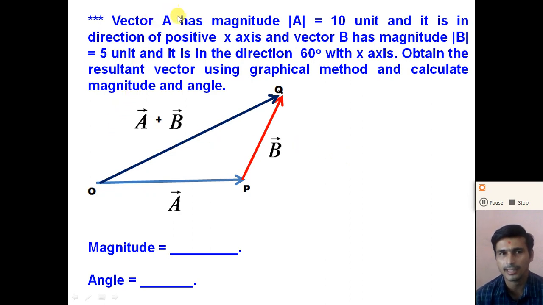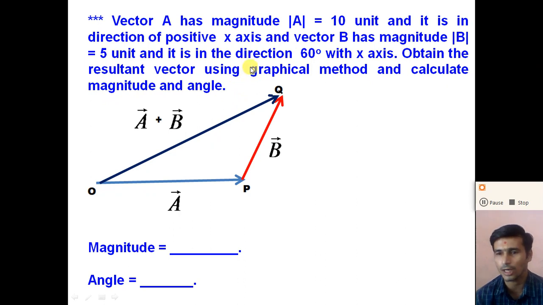A vector A has a magnitude of 10 units and it is in the direction of the positive x-axis. Vector B has a magnitude of 5 units and it is in the direction of 60 degrees with the positive x-axis. Obtain the resultant vector using a graphical method and calculate the magnitude and the direction of the resultant vector. So how can we draw it?